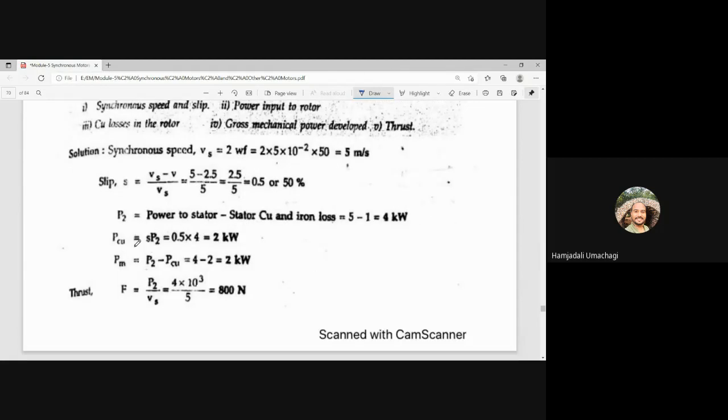Then let us calculate the rotor copper loss, PCU. PCU is equal to slip times P2, where slip is 0.5 and P2 is 4. So this gives us 2 kilowatt. Then the mechanical power, PM, is equal to P2 minus PCU. P2 is 4 and copper loss is 2. So 4 minus 2 is 2 kilowatt.